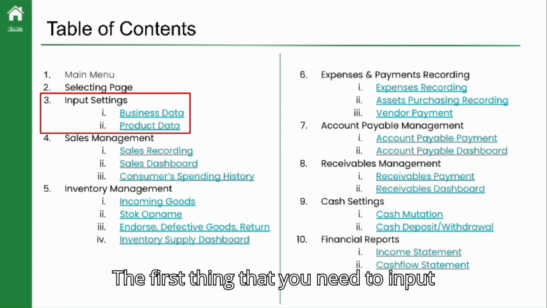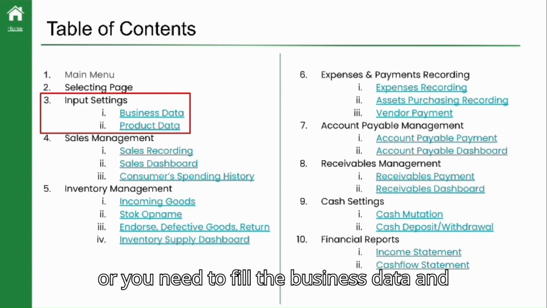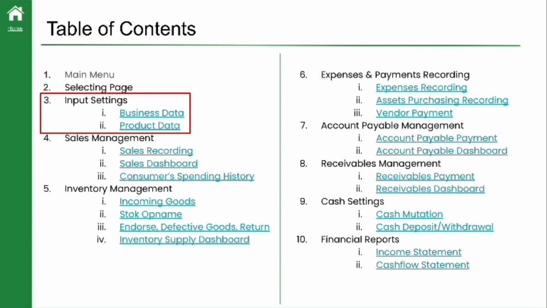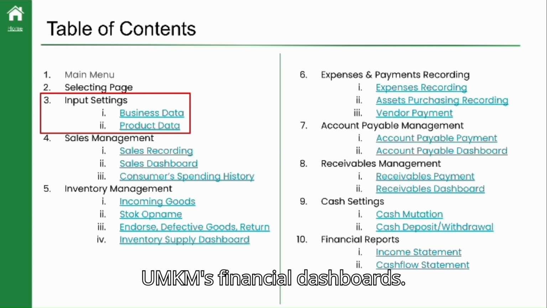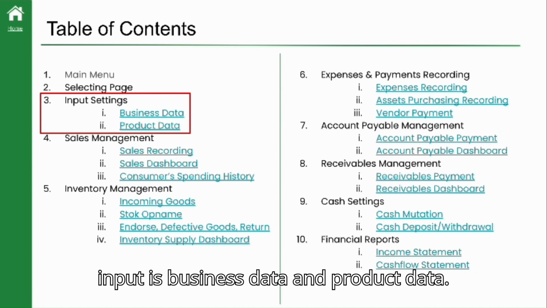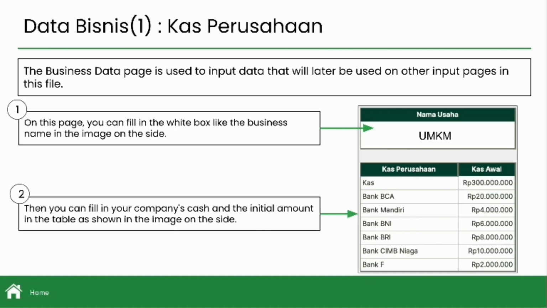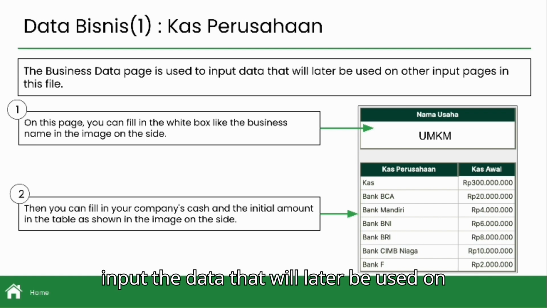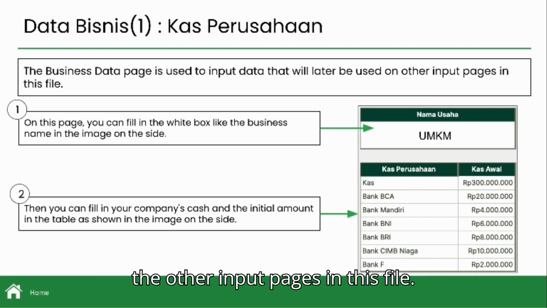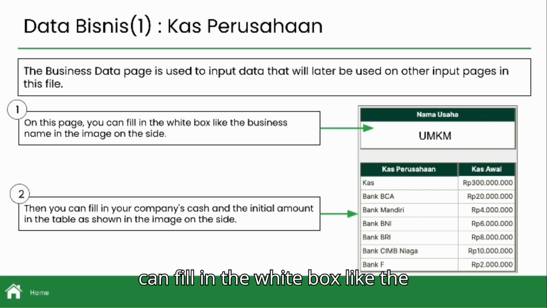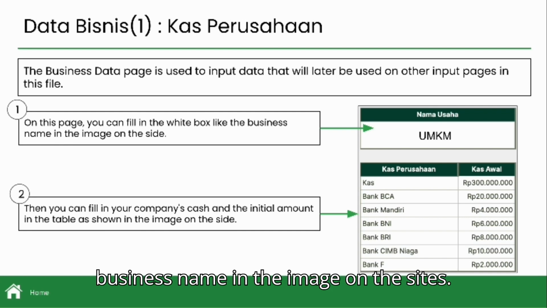The first thing that you need to do is fill in the business data and product data in this spreadsheet, this feature for the UMKM's financial dashboards. So the business data page is used to input the data that will later be used on the other input pages in this file. The first step is on this page, you can fill in the white box like the business name in the image on the side.